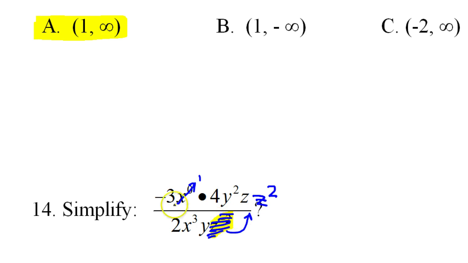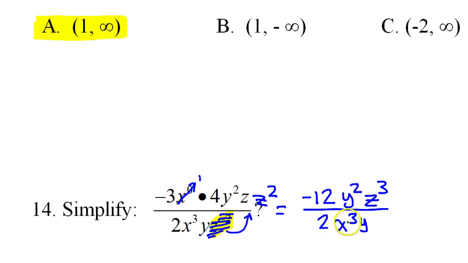Okay, what else? Note this -3 is not going to move anywhere. It's going to stay up because this is not an exponent. It's just a regular number, so it's not going to move anywhere. So now that we have this, let's condense it down into a simpler fraction. So I've got -3 times 4, so that's -12. I've got y squared still. Z times z squared is z to the 3rd power. Now down here I've got my 2, and I've got x to the 3rd power, and I've got y.